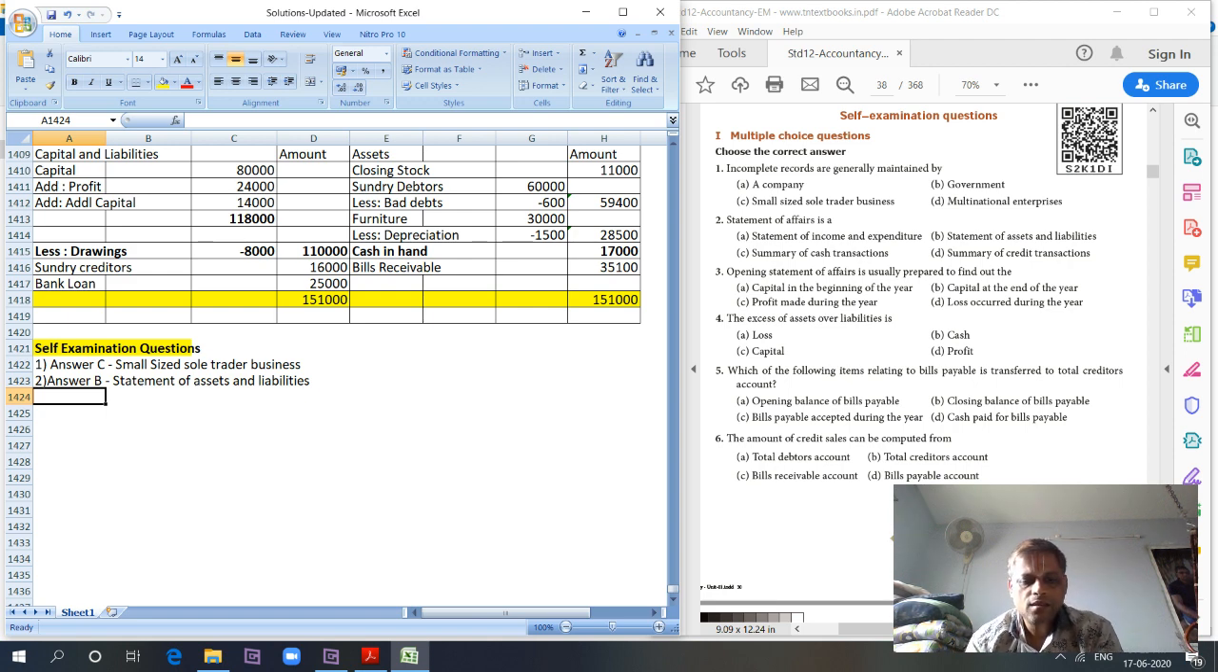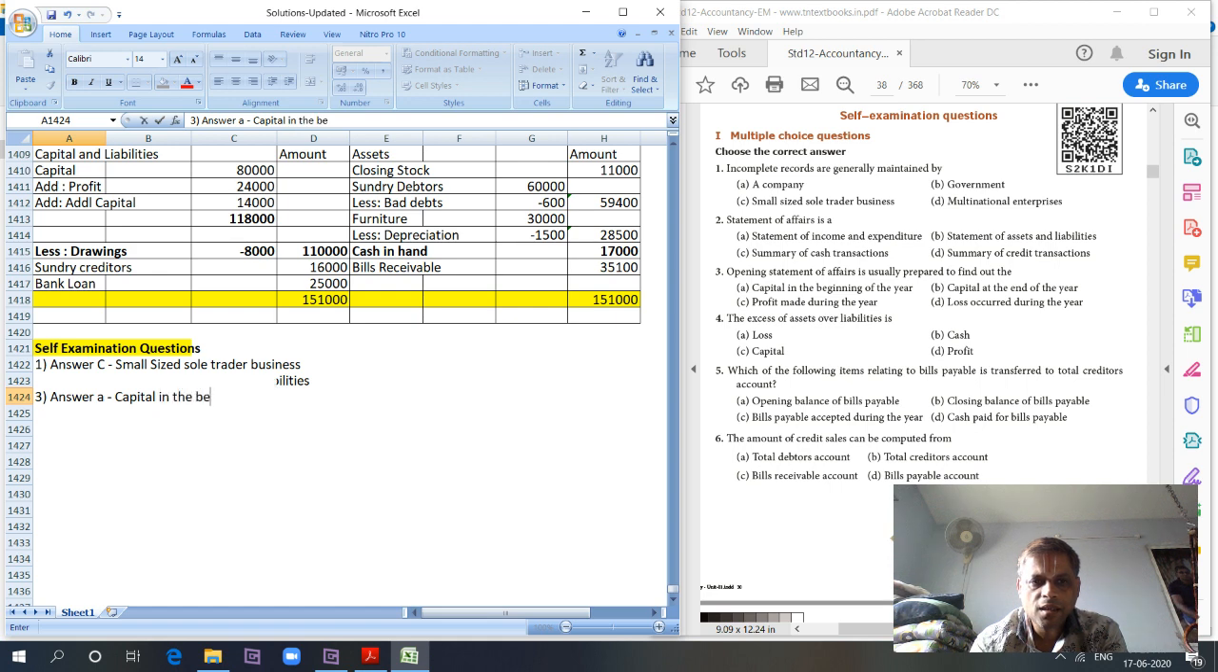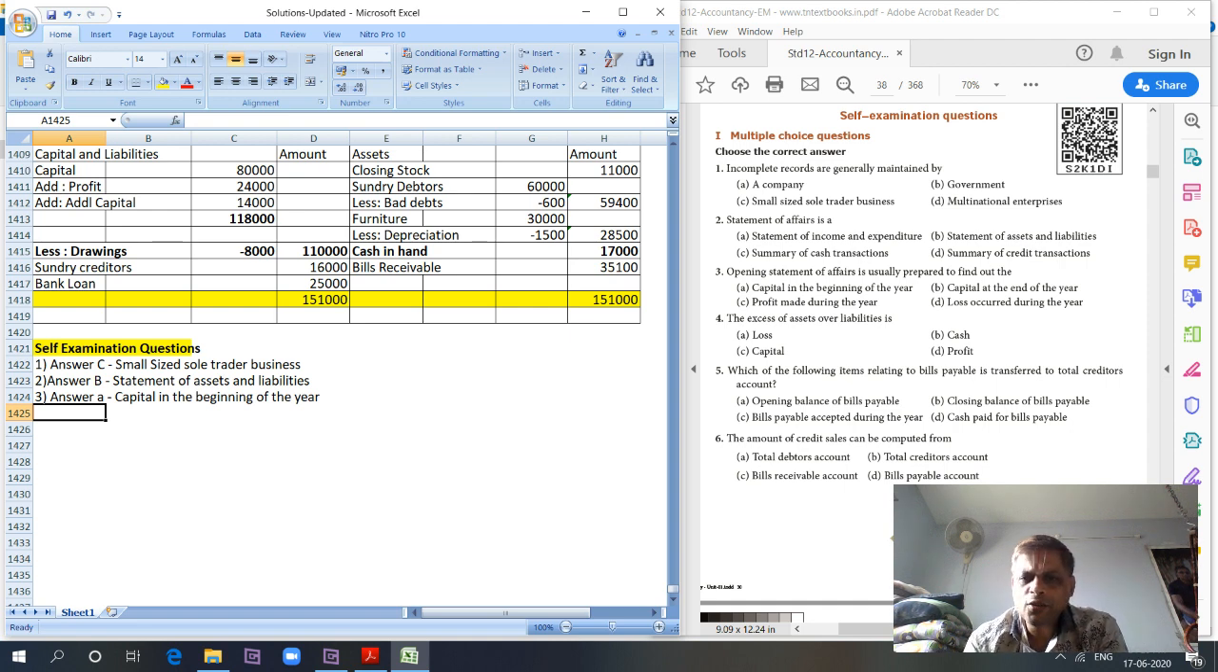The third one: opening statement of affairs is usually prepared to find out, answer A, capital at the beginning of the year. That is where the opening statement of affairs comes in. Answer C is not right because it is not used to calculate the profit made or loss incurred during the year, or the capital at the end of the year. Opening statement of affairs is usually prepared to find out the capital at the beginning of the year.